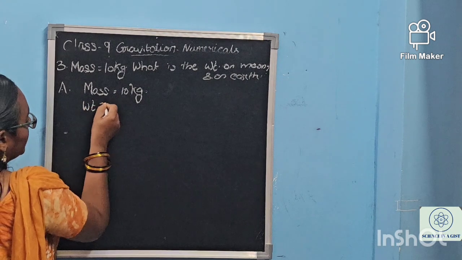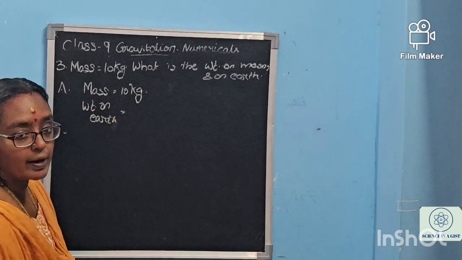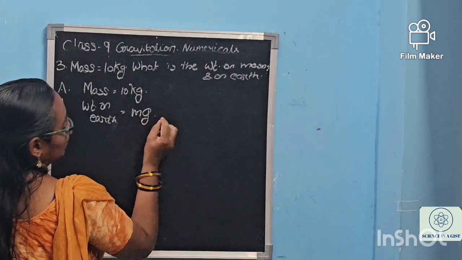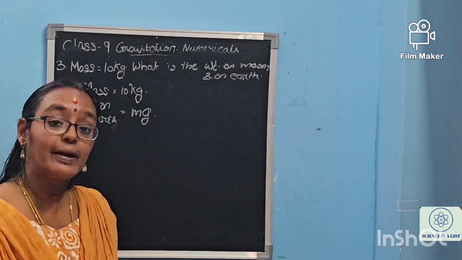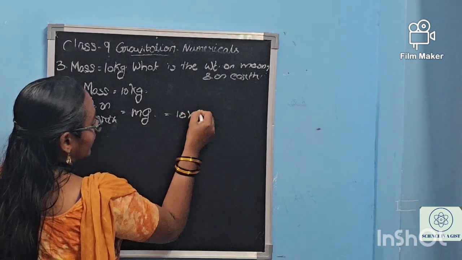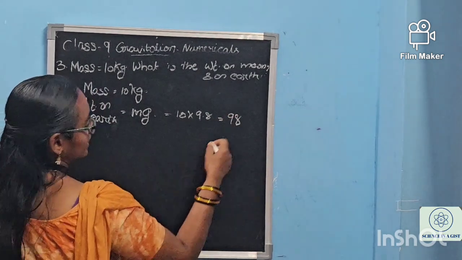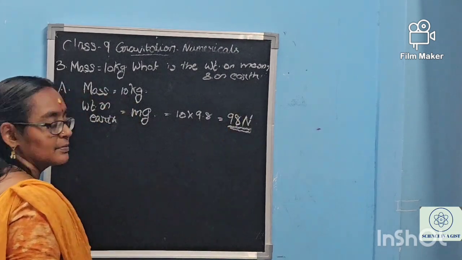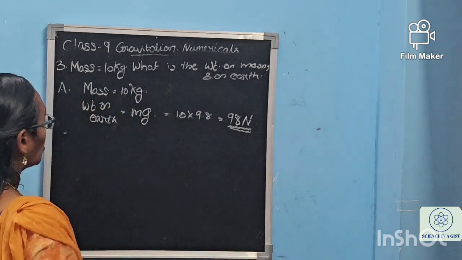Weight on Earth. How can it be found out? What is the equation? Weight is equal to mg, isn't it? What is m over here? 10. What is g? G, acceleration due to gravity, will be 9.8. So, the answer will be 10 into 9.8. What will be that? 98. 98 Newton. Why Newton? Because weight is equal to the force exerted. So, that is 98 Newton. This is the weight on Earth.